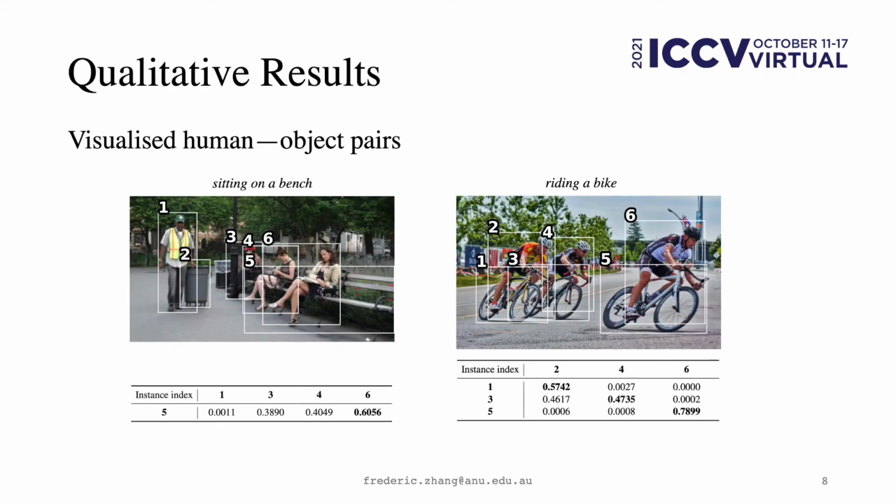For qualitative results, we show that our model correctly infers the correspondence between human-object pairs involved in the same interaction. However, we do notice that for the same image on the right, instance 2 and 3 have been incorrectly assigned a high score for riding a bike, indicating that our model struggles with overlapping objects.